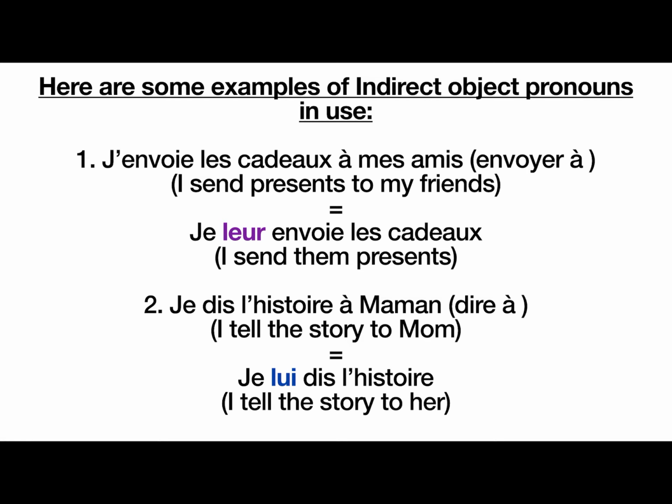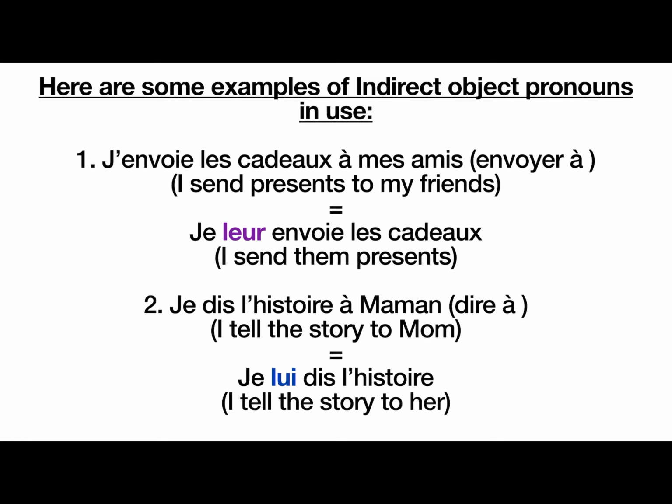Another example, je dis l'histoire à maman. So it's dire à, to tell to. You're telling something to someone. So I tell the story to mom. I tell the story to her. So I want to replace "to mom" with the indirect object pronoun "to her". So, je lui dis l'histoire. Okay, so I tell the story to her.